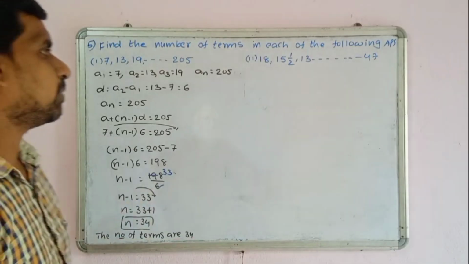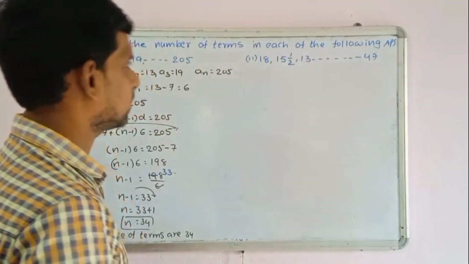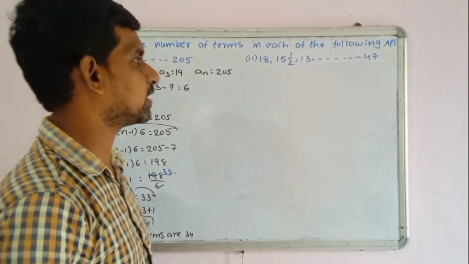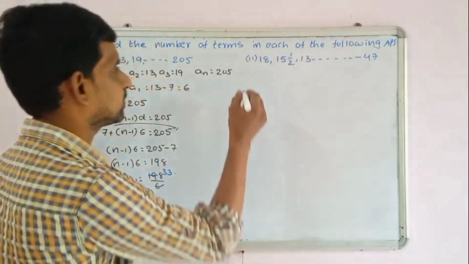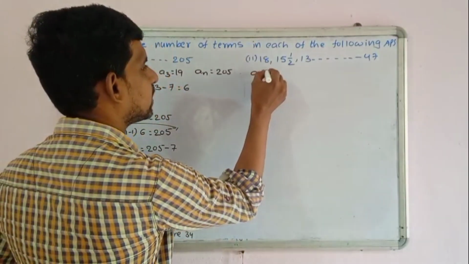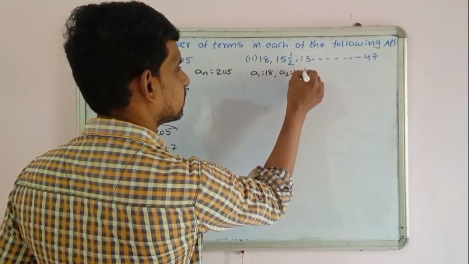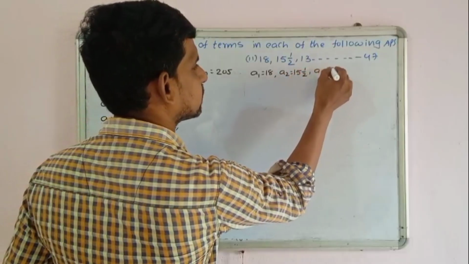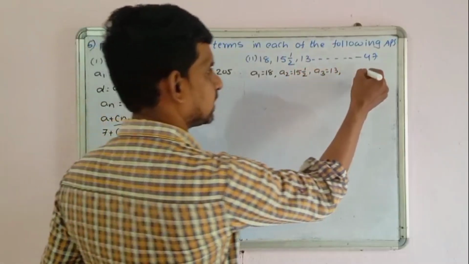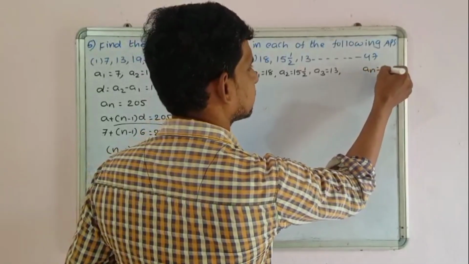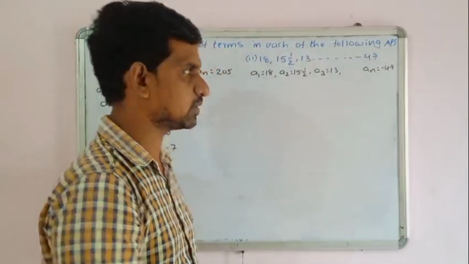Okay. Coming to the second part. 18, 15 and a half, 13, and so on up to minus 47. Here a1 equals 18, a2 equals 15 and a half, a3 equals 13. So here an equals minus 47. So how many terms are there?